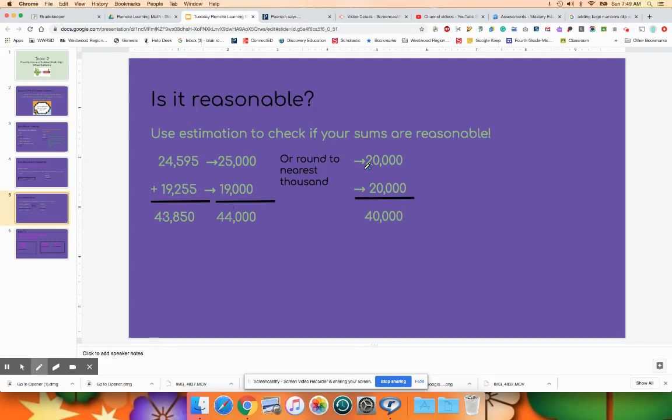Some of you may have thought to round to the 10,000s place, which is fine. 24,500 would round to 20,000. 19,255 would round to 20,000. And when you add those up, you get 40,000, which again is fairly close to our actual answer. So our actual answer is reasonable. Okay. Some of you might be able to start thinking about doing this mentally. It sort of depends on your confidence level with it.